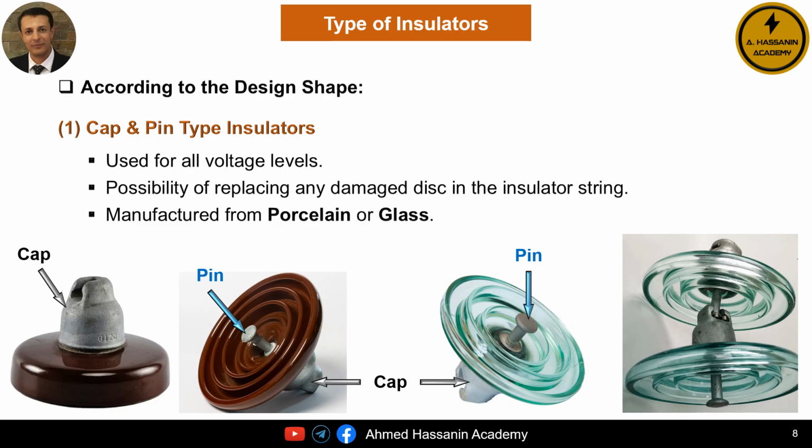The second advantage of cap and pin insulators is that they are suitable for all voltage levels up to 500 kilovolts. And as I mentioned before, as the voltage increases, we can increase the number of discs in the insulator string accordingly.